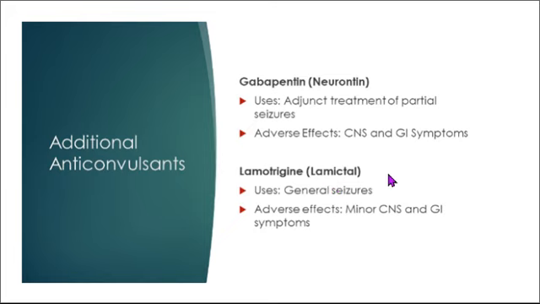Lamotrigine or Lamictal is used for general seizures, adverse effects, minor CNS and GI symptoms. And this is used very often. You'll see lamotrigine or Lamictal used with bipolar or even some schizophrenia. It's in conjunction with your mental health drugs, and gabapentin more so with your pain management, but that's on the decrease because of people and their abuse. And that is it for your lecture on your seizure drugs.